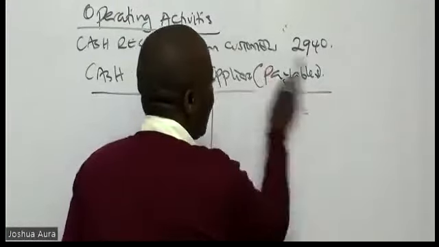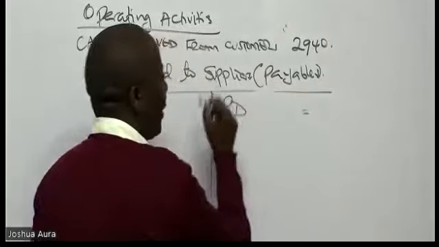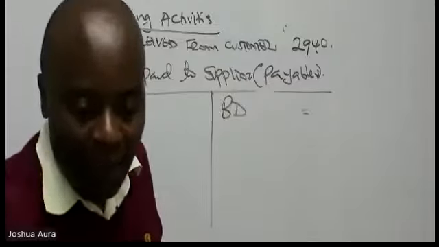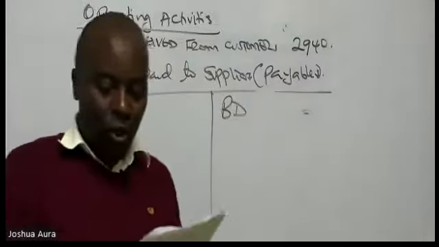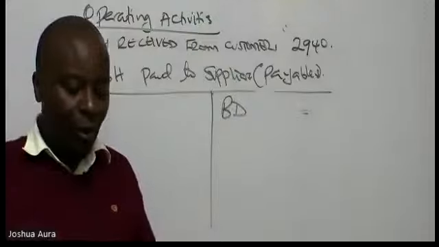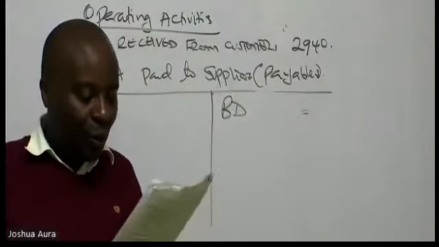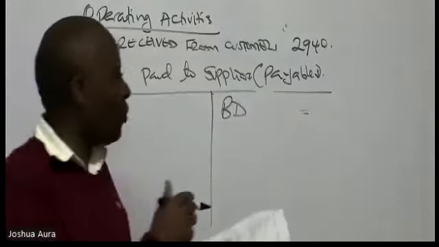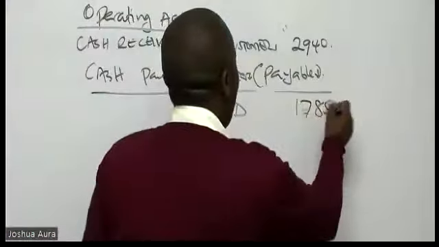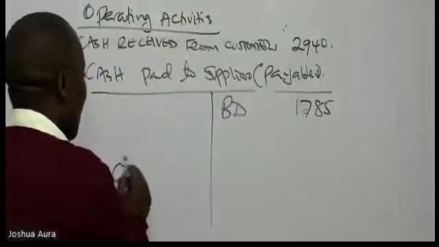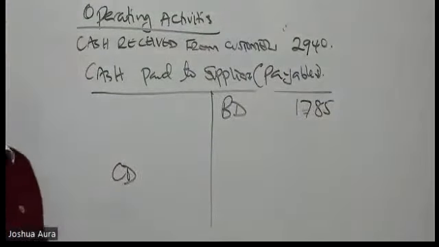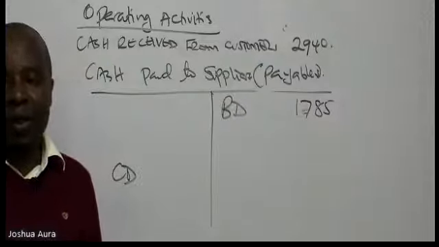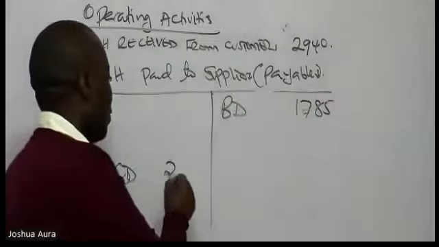Is there somebody who is able to see the brought down payables? The end of 2016 payables, is there somebody who is able to see those figures? When you look at the current liabilities, payables, we have 1785. Thank you so much, 1785. And then we have carried down. Are you able to see the carried down for 2017 now? Payables for 2017 carried down, 2955.